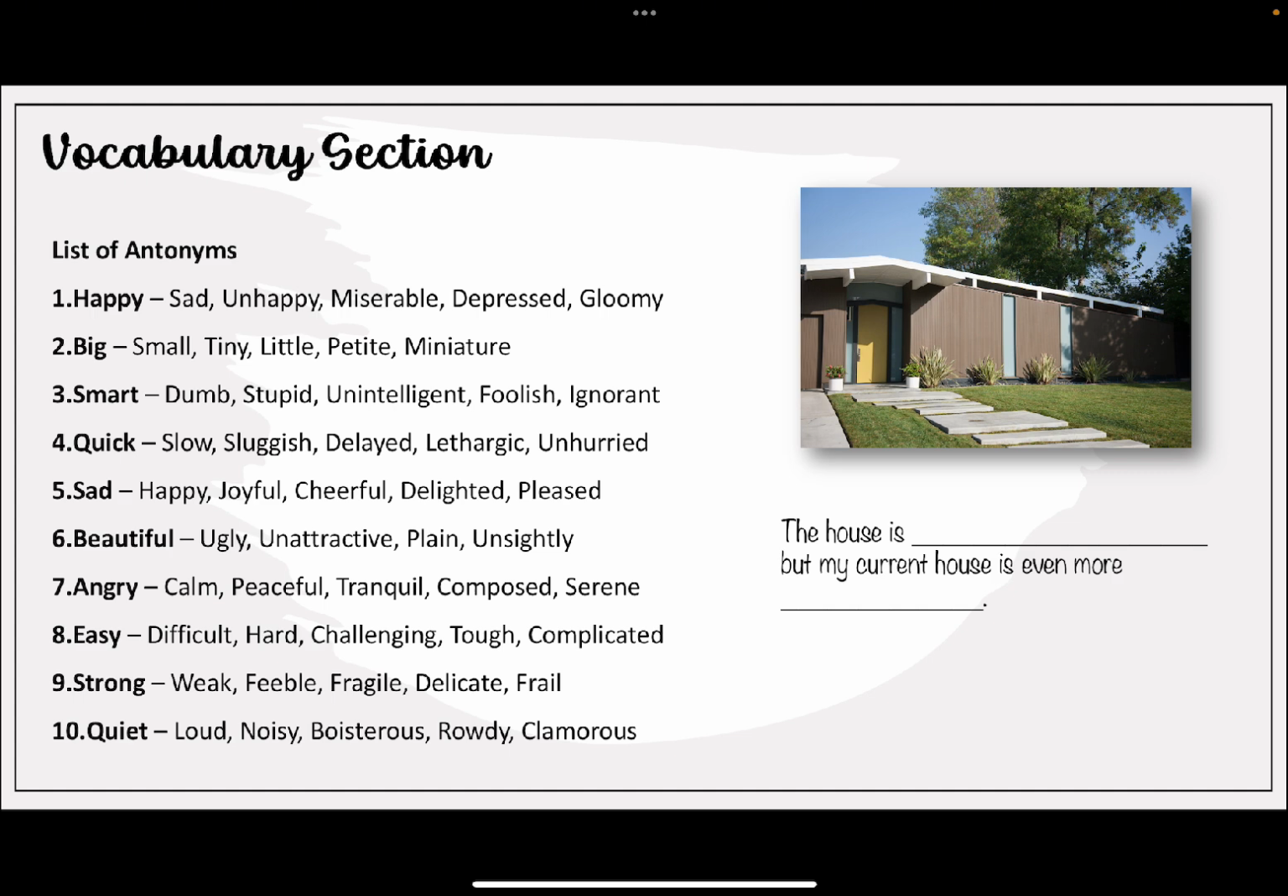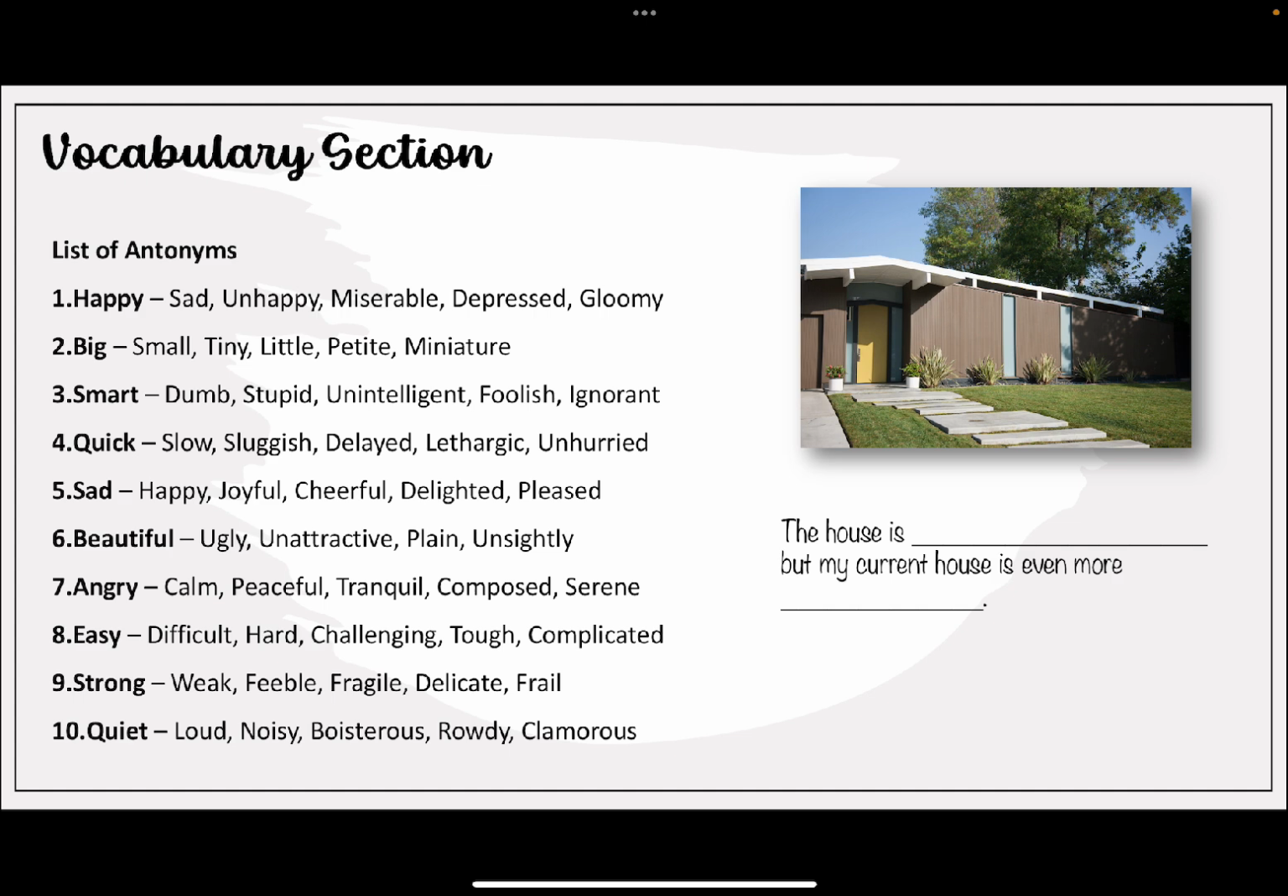An antonym for quick is slow, sluggish, delayed, lethargic, unhurried. Number 5, sad. An antonym for sad is happy, joyful, cheerful, delighted, pleased. Next word, beautiful. An antonym for beautiful is ugly, unattractive, plain, unsightly.